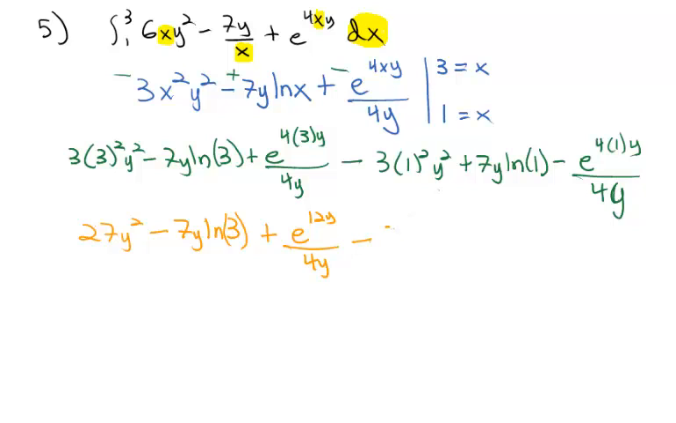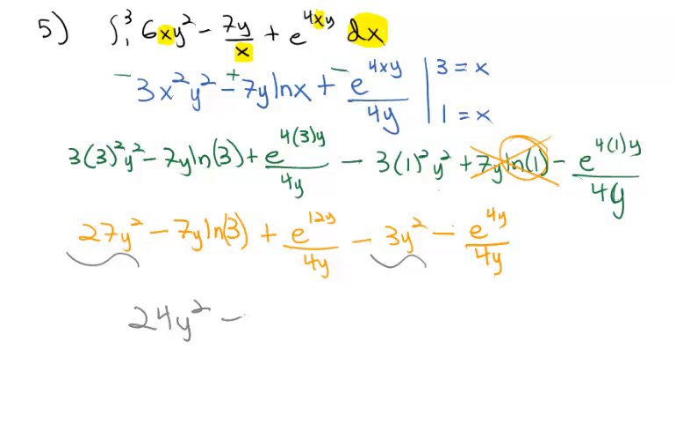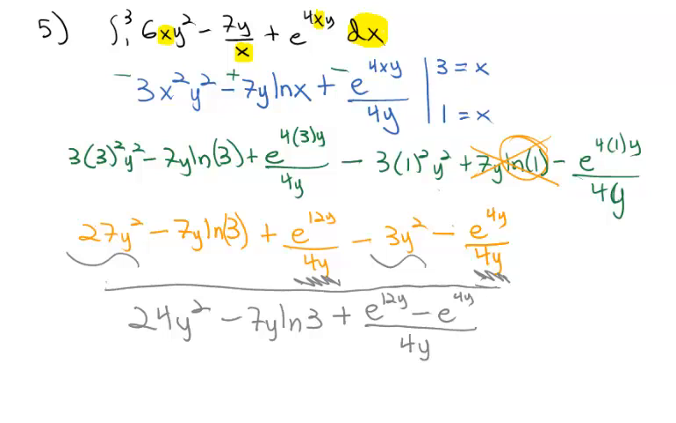Minus 3 times 1 squared is 3y squared. Plus, what's interesting is the natural log of 1 is 0, so all of that goes away. So we're left with minus e to the 4y over 4y. Combine like terms of the y squareds, we're left with 24y squared. There's a minus 7y natural log of 3. Plus, since these guys both have like denominators, I'm going to make that one fraction, e to the 12y minus e to the 4y over the common denominator of 4y. And because this was a definite integral, we do not need the plus c. We have our solution.